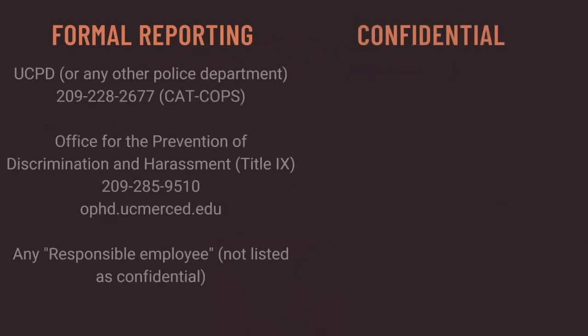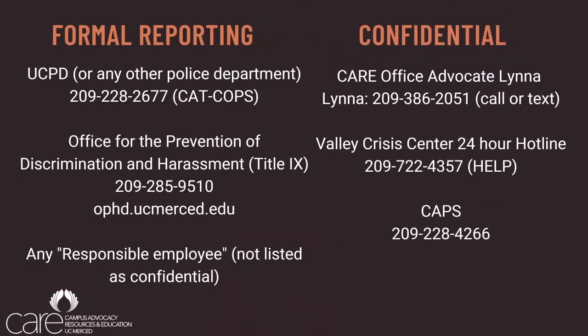To conclude this presentation, here are some resources that UC Merced offers to all students, faculty, staff, and affiliates. Formal reporting resources are places or persons that must notify the university of a disclosure, which then starts a formal process of addressing any forms of sexual violence we've talked about. We have the UCPD or any other police department, the Office of Prevention for Harassment and Discrimination, also known as the Title IX office, and any responsible employee that is not listed as confidential.